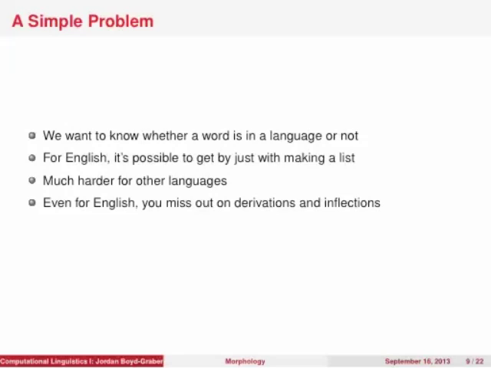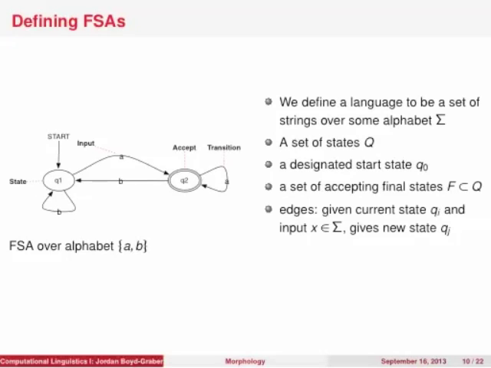But even for English, just building a list isn't necessarily the most elegant or practical solution, because you're going to miss out on the derivations, the inflections, and you're going to generate a lot more work for yourself. So maybe we can do something a little more elegant. And what we're going to do in this course is apply a tool called a finite state automaton. Okay, so what's an FSA, or finite state automaton?